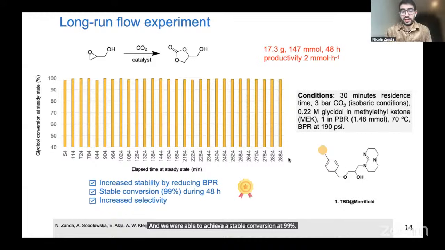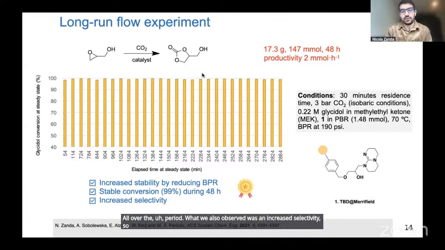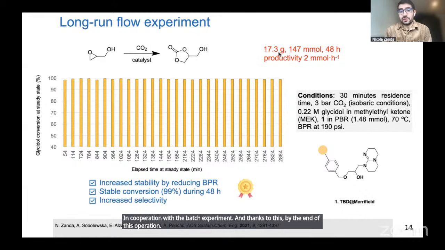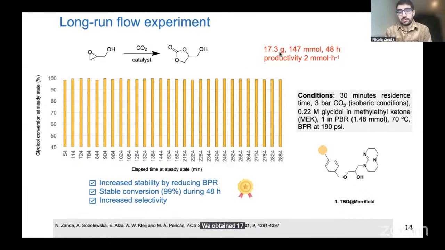all over the period. What we also observed was an increased selectivity. So the amount of glycerol that was formed was actually negligible in comparison with the batch experiment. And thanks to this, by the end of this operation, we obtained 17 grams of material, which is roughly 150 millimoles, all over the 2 days.